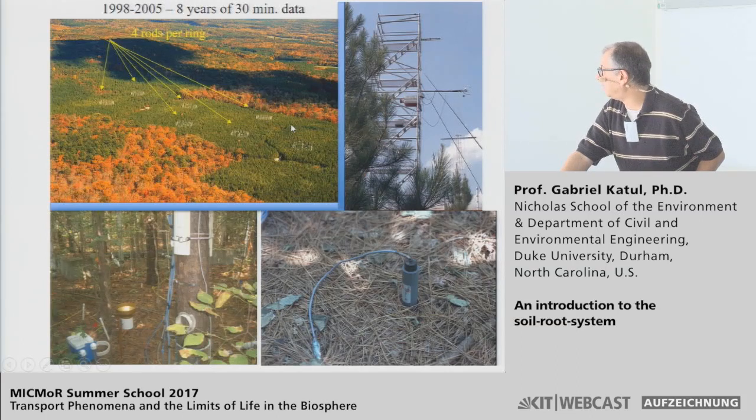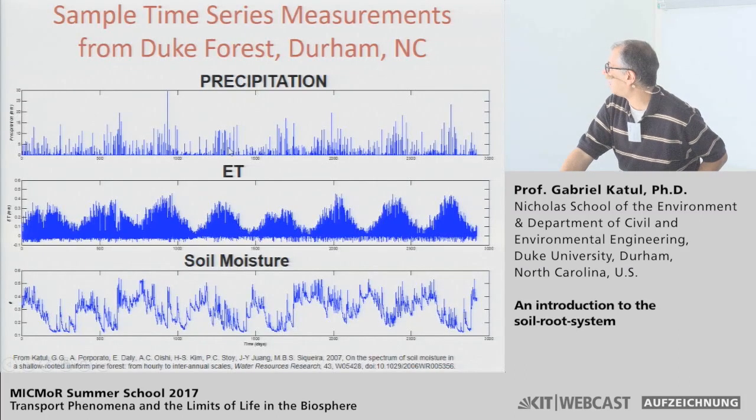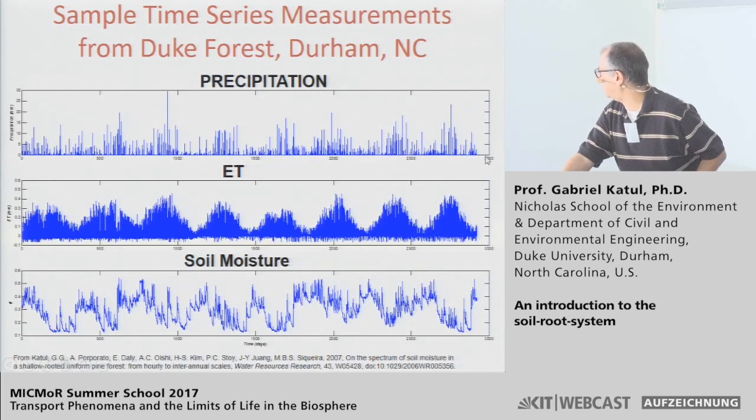And so basically, the data set is spatially averaged over all the rings and all the rods. And this is how it looks over the 8-year period. This is precipitation as a function of time. And here, time is shown in days. This is the measured evapotranspiration from the eddy correlation, gap filled, and everything.